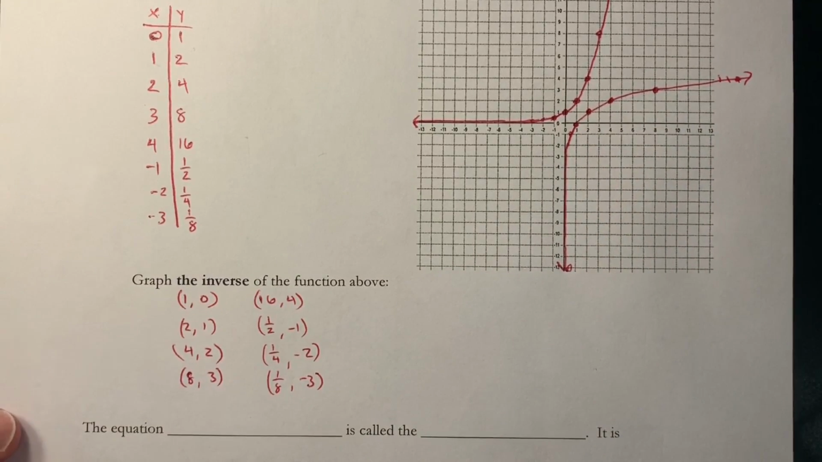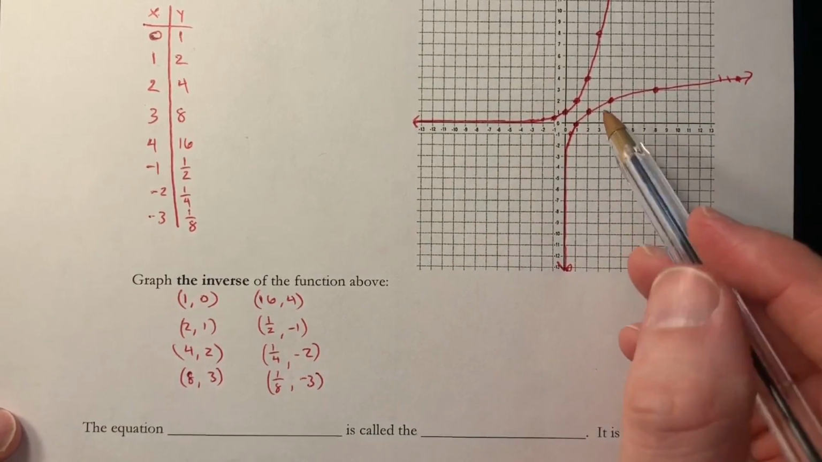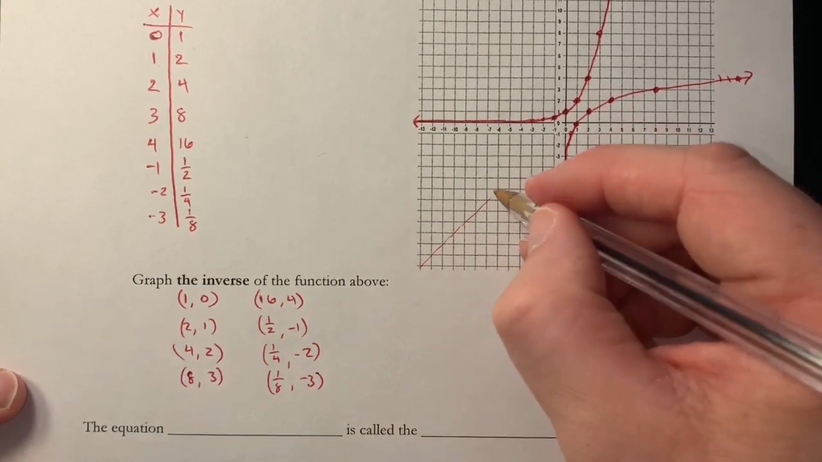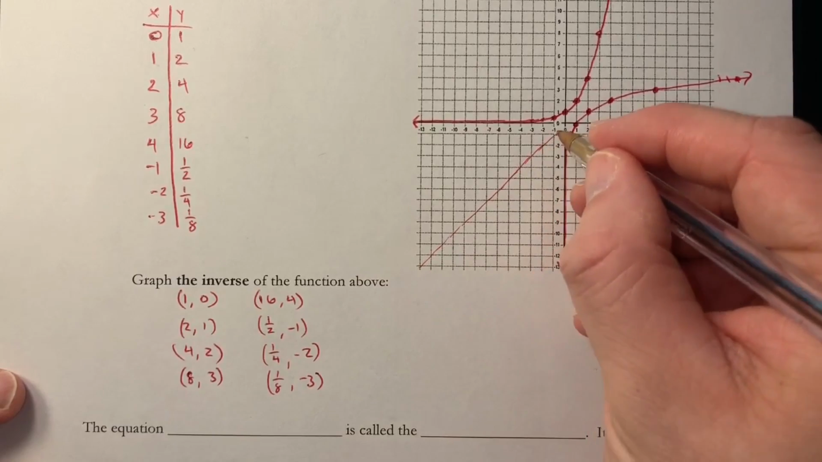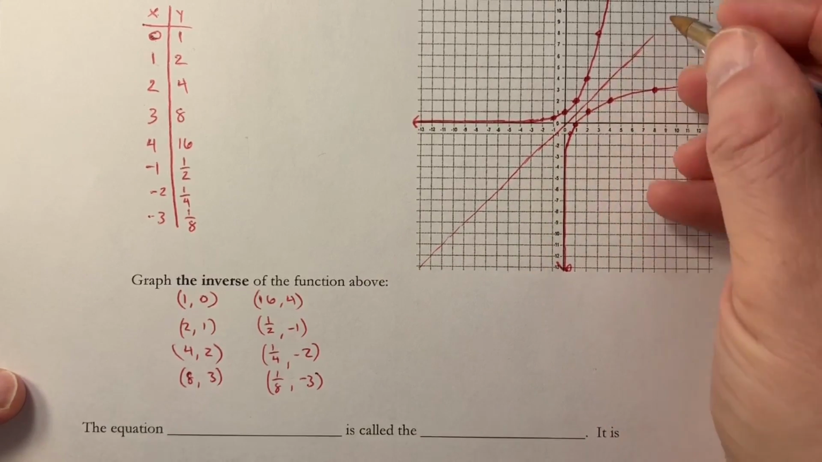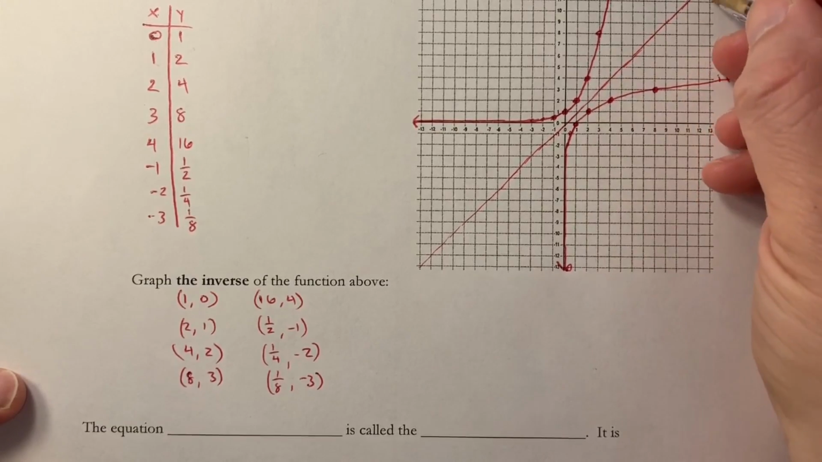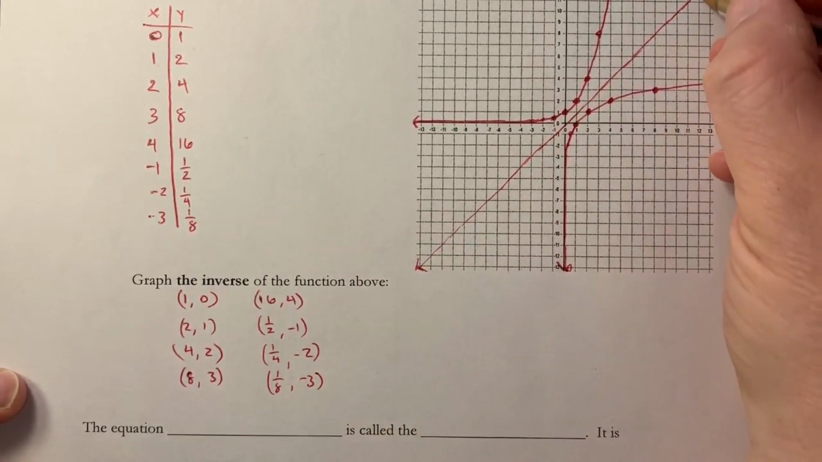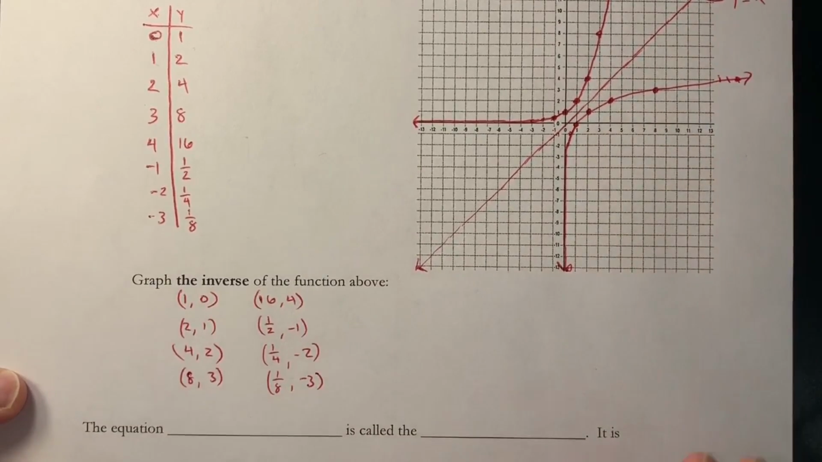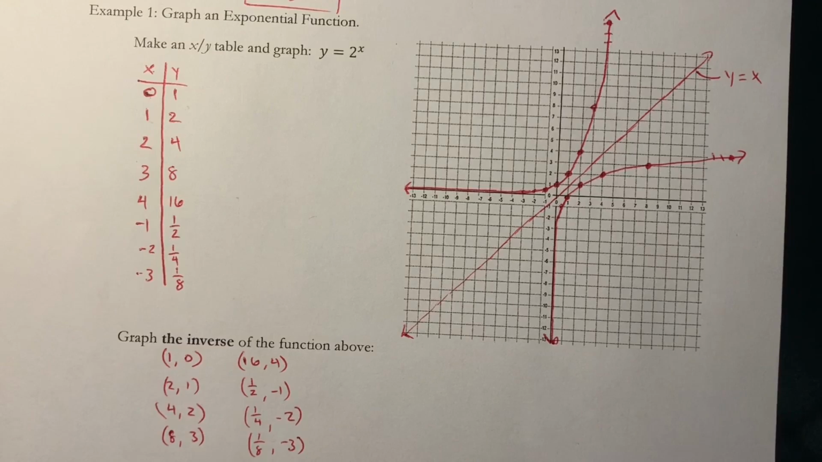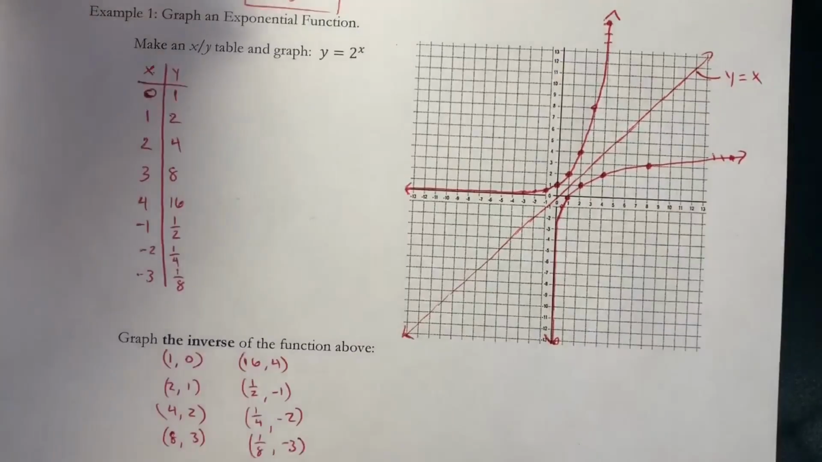Okay, now I'd like you to notice that when you graph an inverse, what you actually get between the original function and its inverse is a reflection over this line right here. And this line, you may recall, has an equation of y equals x. An inverse and its original function are always a reflection of each other over the line y equals x.